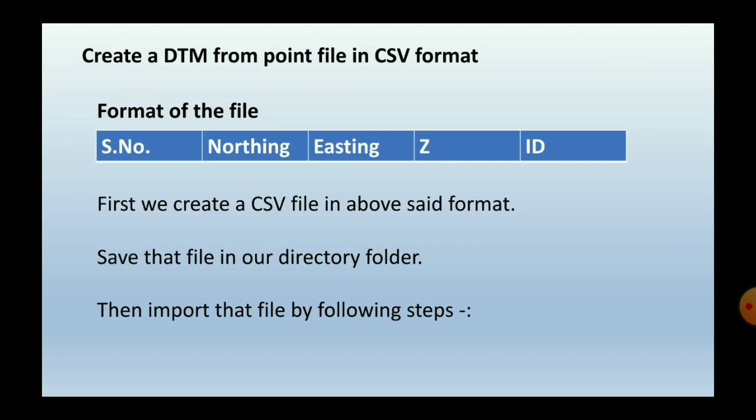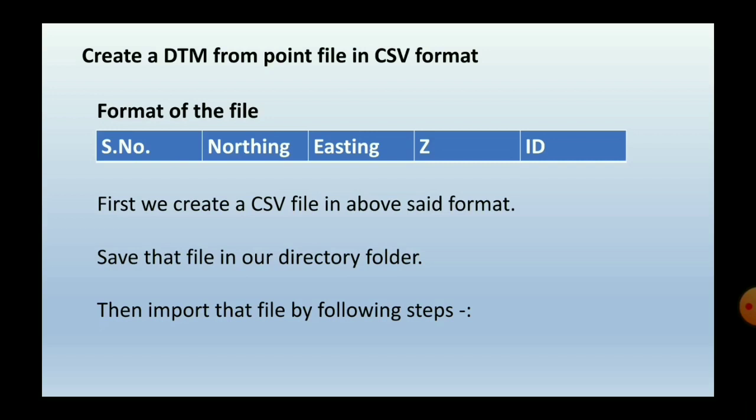Basically we can create a DTM by importing a CSV point file, by importing an AutoCAD string file, and from the collar of our drill hole file. Today we try to learn DTM from a point file in CSV format. How we import that CSV file and how we create a DTM from this point file, we will try to learn in today's chapter.